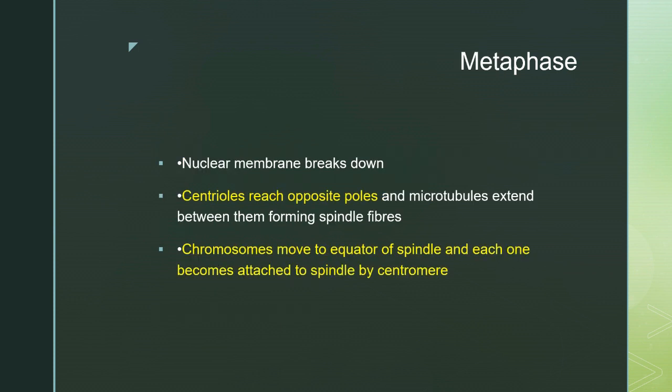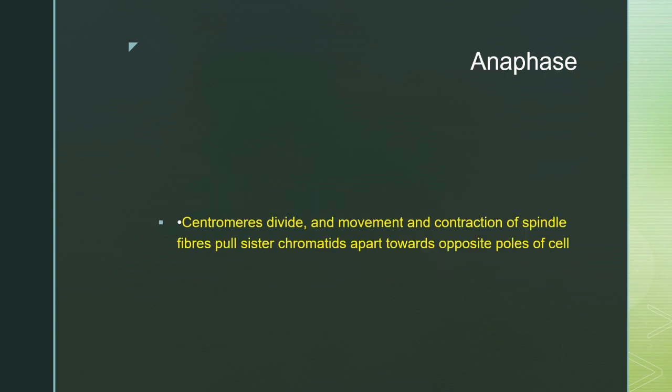Now metaphase. We did talk about this briefly once before. Basically, the nuclear membrane breaks down, so you won't be able to see that, and the centrioles will reach their opposite poles at this point, with the microtubules extending between them, forming spindle fibers. Now the chromosomes will move to the equator, basically a horizontal line in the middle. So it moves to the equator of the spindle, and each one becomes attached to the spindle by the centromere.